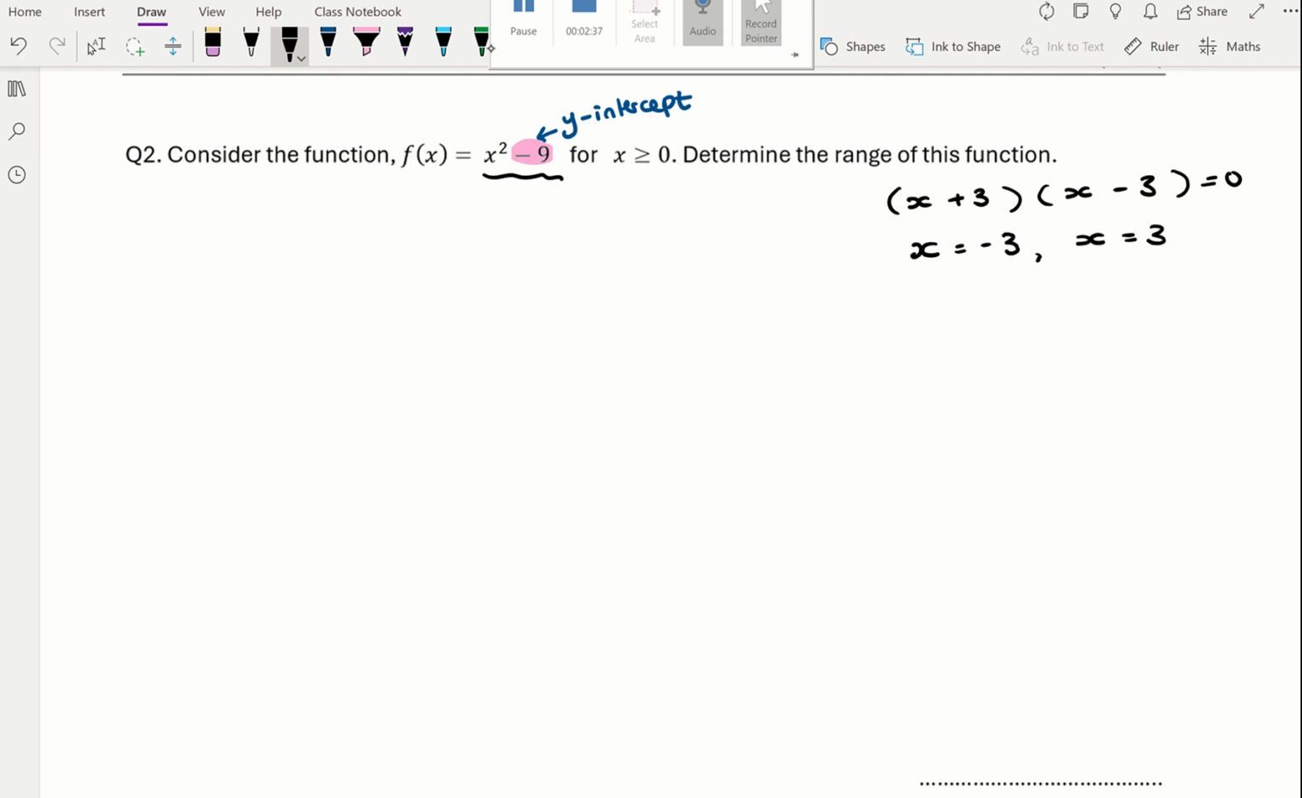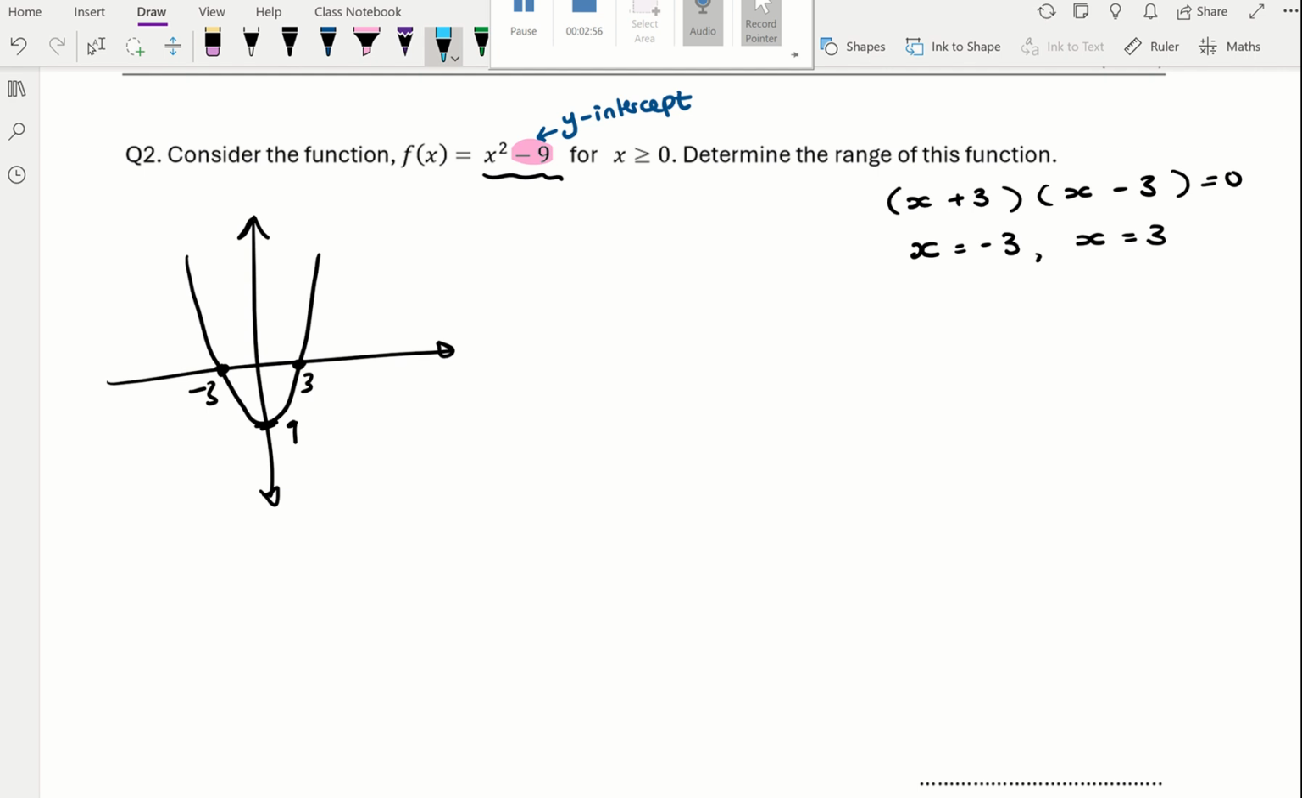These are my x-intercepts. So for a graph like this, the y-intercept is also going to be the turning point. So a quick sketch, the graph would look something like this, negative 3, 3, this is 9. And the range is the values for y. Of course, this is x, this is y. And you can see that the values for y are bigger than 9. So the range, f of x, is bigger than 9.